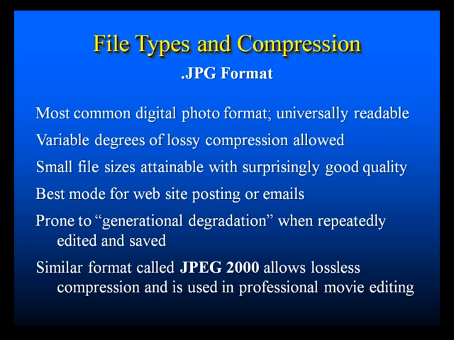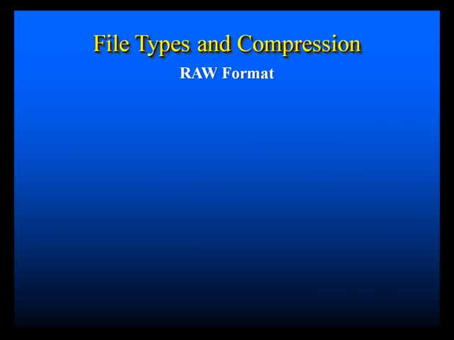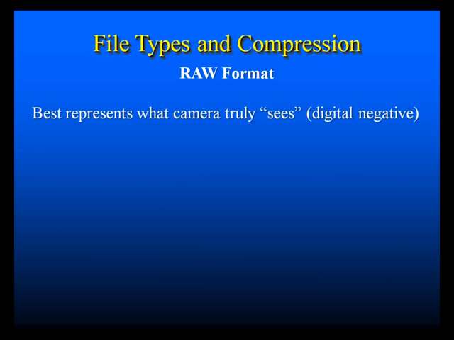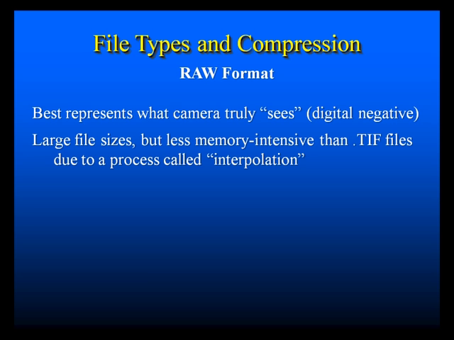There's another format, JPEG 2000, which really hasn't caught on except in the movie industry. RAW format files. This is what the purists use. Many professional photographers shoot RAW. This best represents what the camera truly sees. In fact, all digital cameras technically shoot in RAW and then convert internally to some other format.